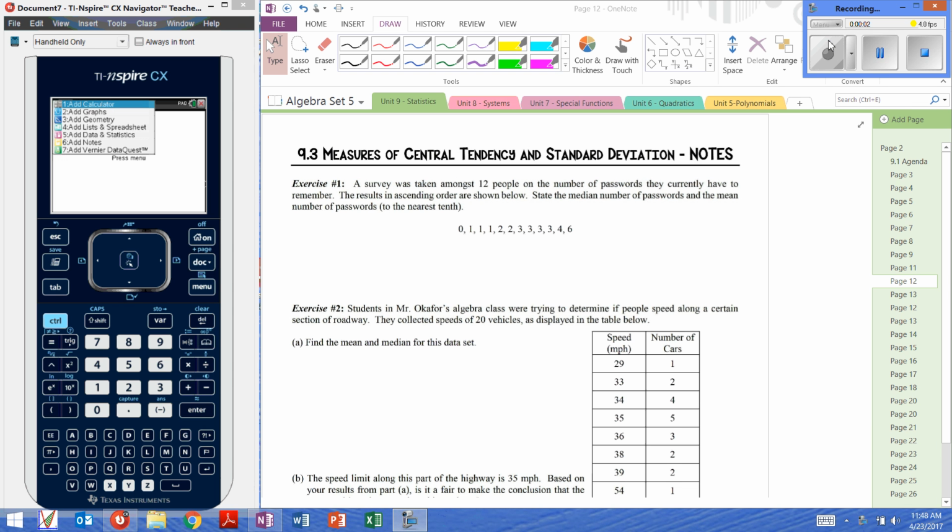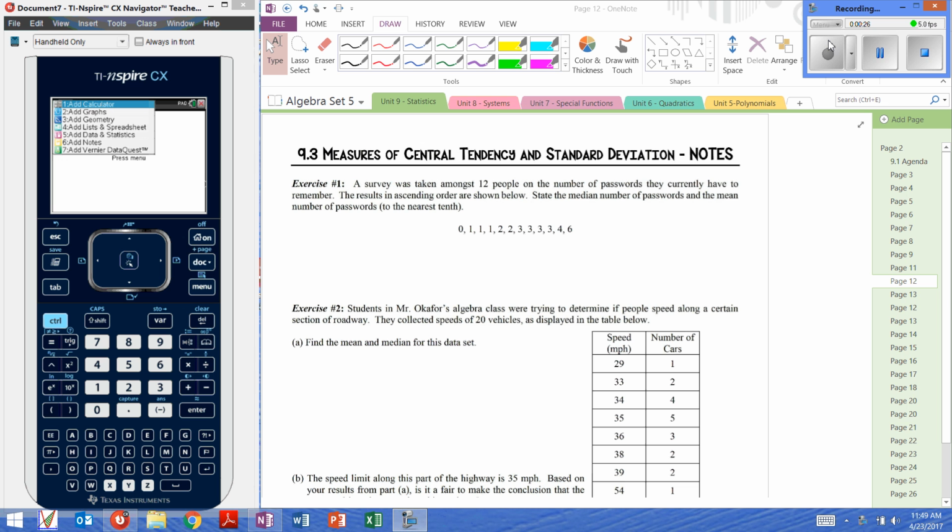You are watching the 9.3 lesson video on measures of central tendency and standard deviation. So again, with this lesson, we are still talking about only one variable data. And in the next few lessons, though, we are going to change that to two variable data, or bivariate data. Right now, we're just dealing with univariate data, as you can see in exercise number 1.